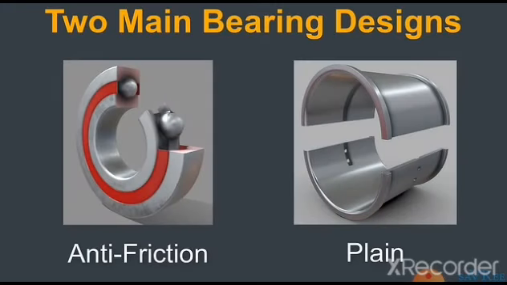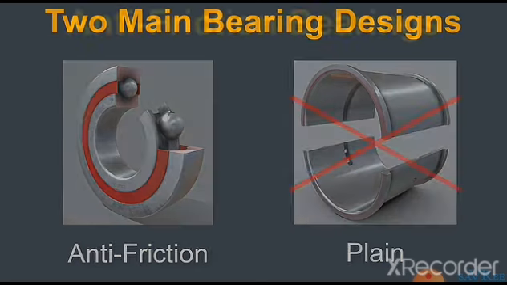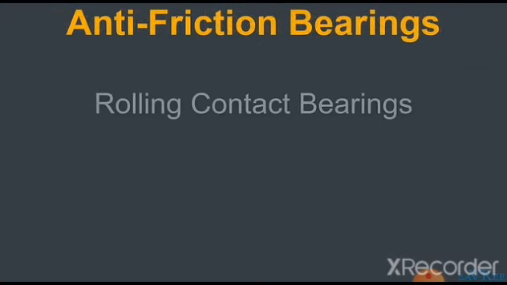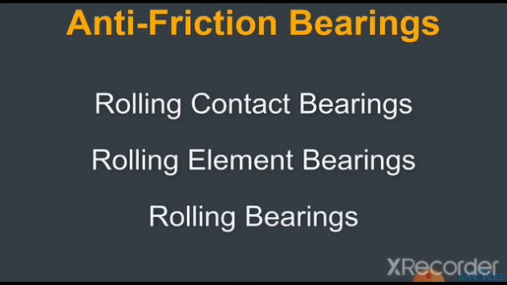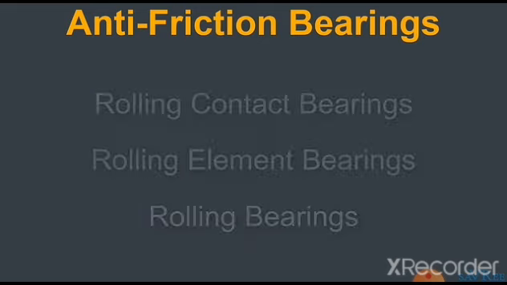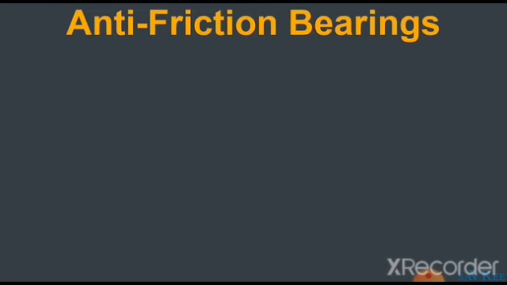Now we'll cover plain bearings in a different video. Let's focus on anti-friction bearings. Anti-friction bearings are also known as rolling contact bearings, rolling element bearings, and rolling bearings. All of these names refer to the same thing. These are just other names for an anti-friction bearing. In order to keep things clear, we're going to call them anti-friction bearings only.